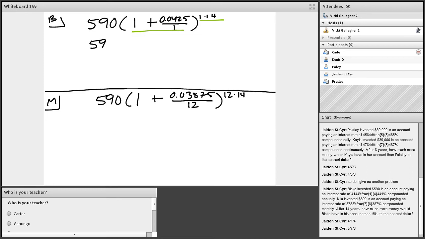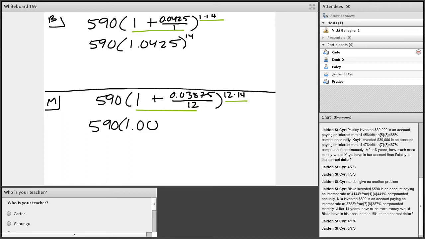So 590, and this is 1.0425 to the power of 14. Down here, also this and this. For the parentheses, I'm definitely going to use my calculator. So I typed in my calculator 1 plus 0.03875 divided by 12 equals a ginormous number. And then 12 times 14 is 168.